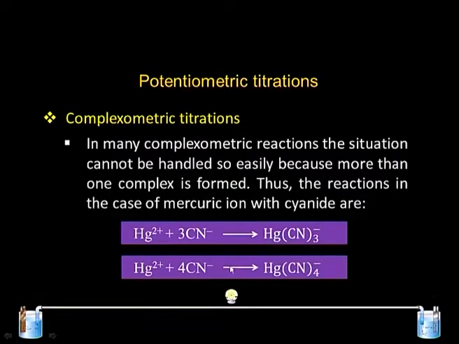In many complexometric reactions, the situation cannot be handled so easily because more than one complex is formed. Thus, the reaction of mercuric ion with cyanide ions can be written as Hg2+ plus 3 cyanide ions giving Hg(CN)3 minus, and in the second case Hg2+ plus 4 CN minus giving Hg(CN)4 2 minus.